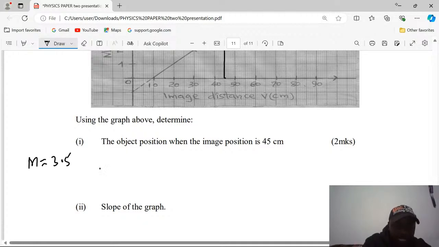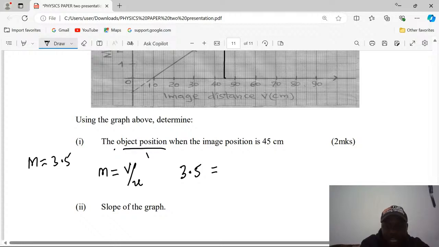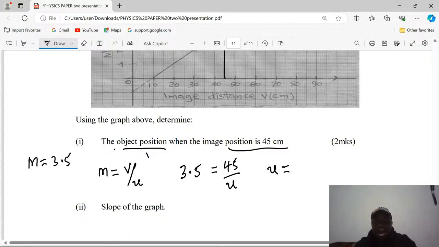So if the magnification is 3.5, then we will tell ourselves that magnification is given by image distance out of object distance. So 3.5 magnification is given by, we are determining position of image. Determine the object position when image position is 45. So 45 is known image out of unknown u. So the value of u is going to be given by 45 divided by 3.5. This will be 12.86 centimeters. Yeah, that is it.